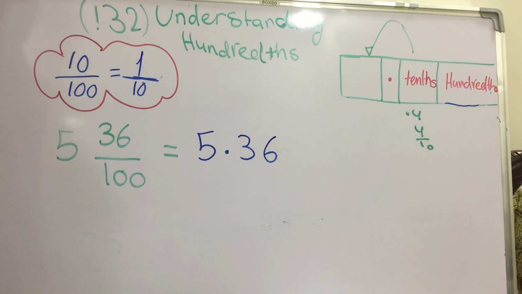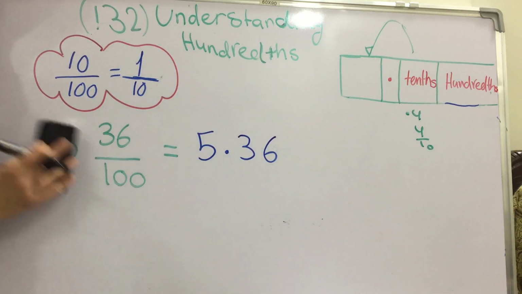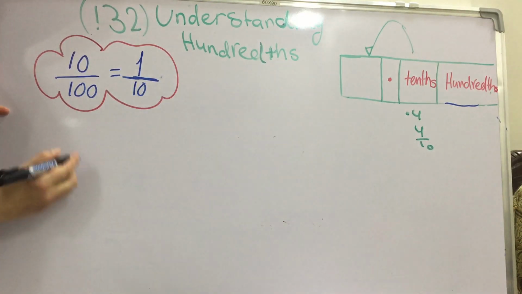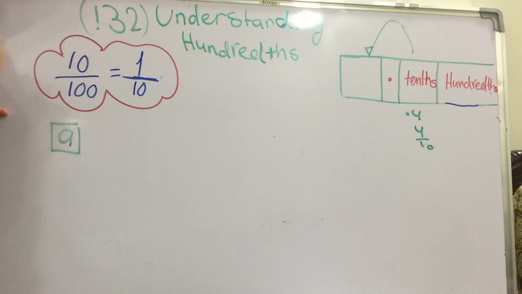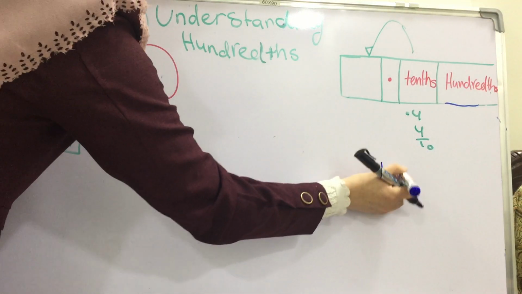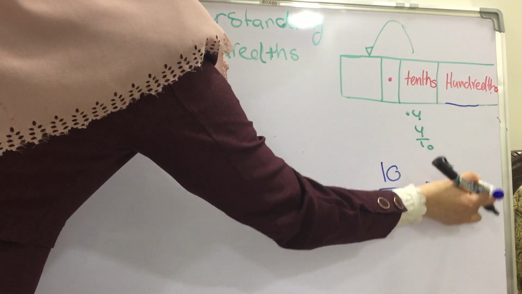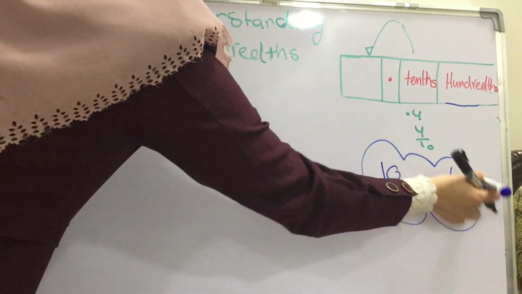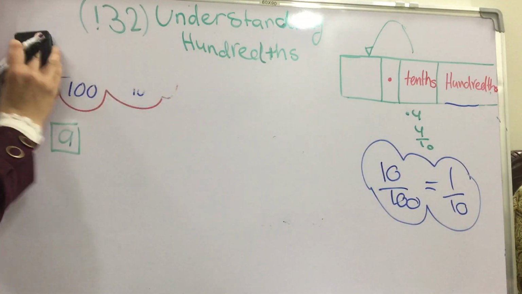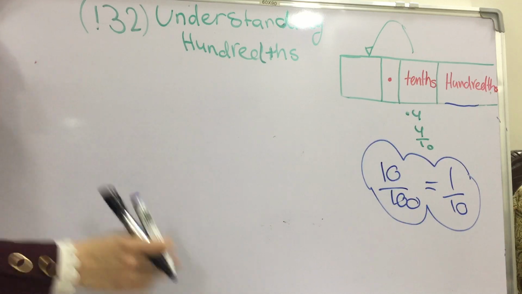Try this on page 136. Write each of the following as a decimal. Okay, so A. I will write this one over here so I can keep the place. I will write 10 hundredths equal 1/10. This is very important. Remember it always. If we finish 10 hundredths, we reach 1/10.